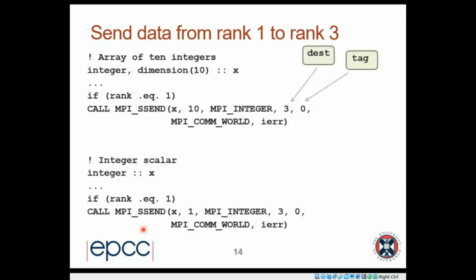So in Fortran, it's exactly the same. Integer array, dimension 10, x. If rank equals 1, MPI_Send x, 10, MPI_INTEGER, of course. In Fortran, unless you're a real Fortran purist, a scalar is just an array. Fortran always passes by reference. So you can get away with just saying MPI_Send x, 1, MPI_INTEGER. So you don't have this subtlety in Fortran about pointers and arrays, which is nice.